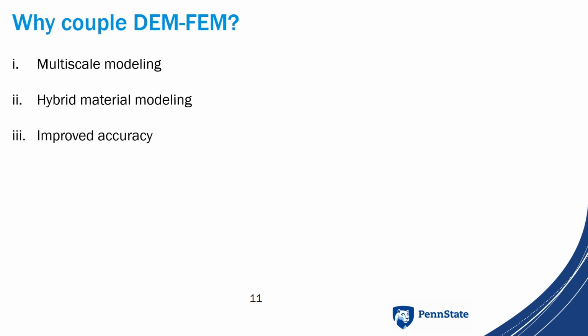Thirdly, it helps us improve accuracy in modeling. By coupling DEM and FEM, engineers can achieve higher accuracy in simulation by capturing both the macroscopic and microscopic aspects of a system. For example, in geotechnical engineering, coupling FEM for analyzing soil structure interaction with DEM for simulating granular soil behavior can provide more realistic predictions of foundation settlement and bearing capacity.